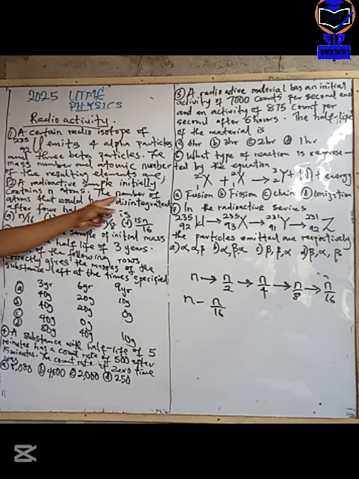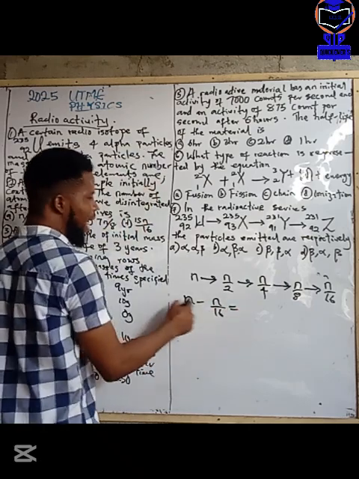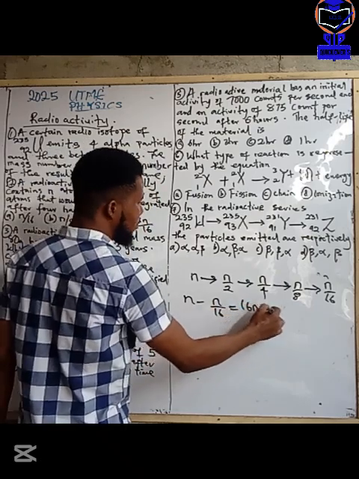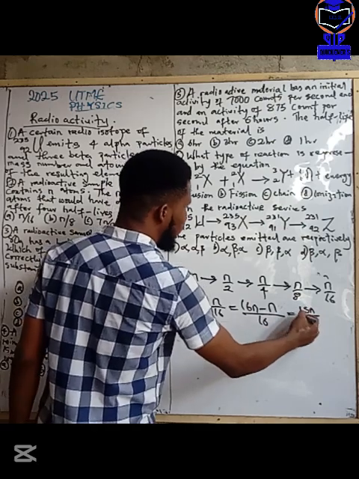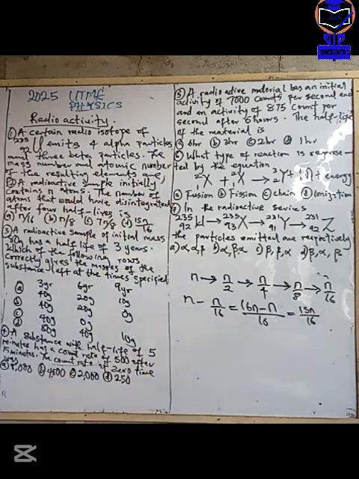You said the number of atoms that would have disintegrated. Alright? So that would be what? 15 times n. That's 15n minus n over what? 15. That would be what? 15n over 15. Option what? Option D. Are we good?